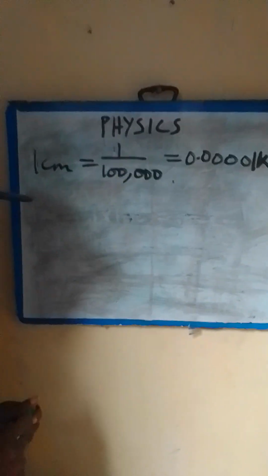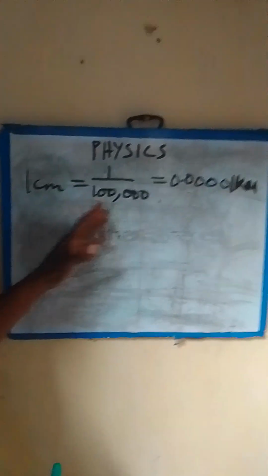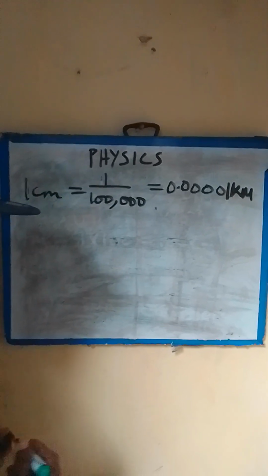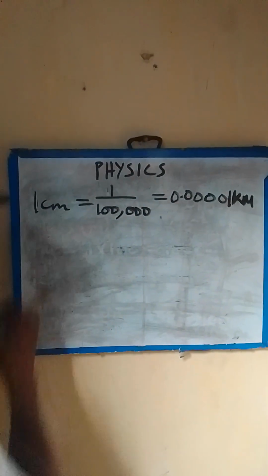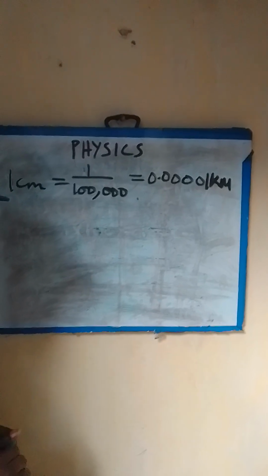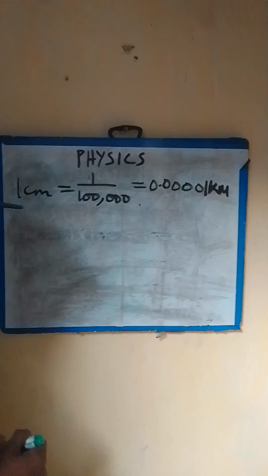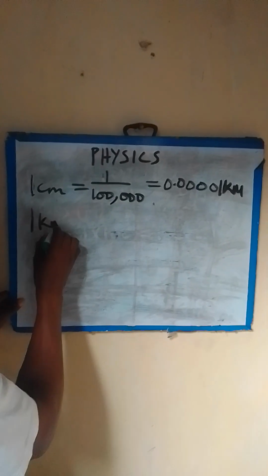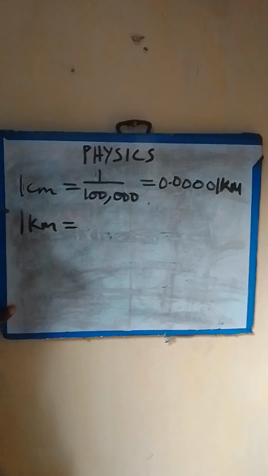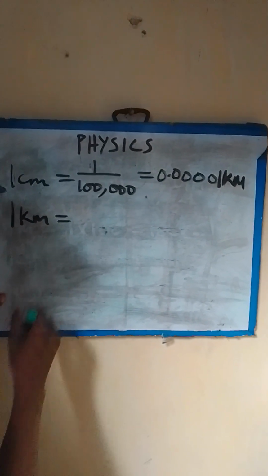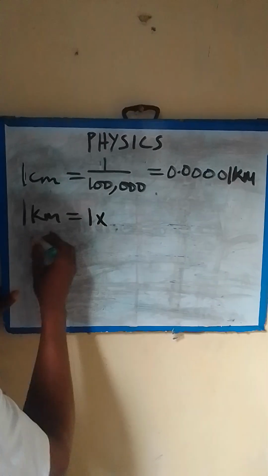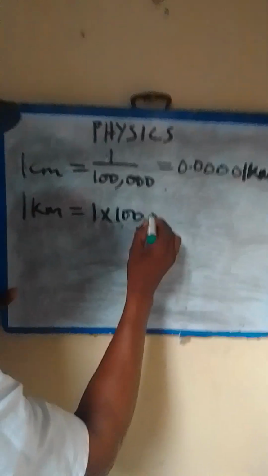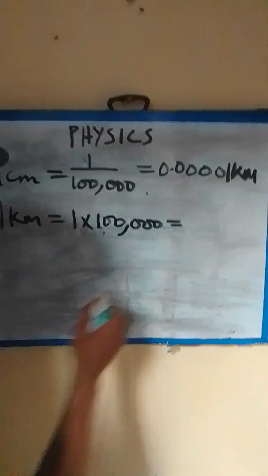So this is what you need to do. To convert centimeters to kilometers, you divide by 100,000. To convert kilometers to centimeters, you multiply by 100,000. For example, we have 1 kilometer and we are asked to convert it to centimeters. You now multiply the value in kilometers by 100,000.